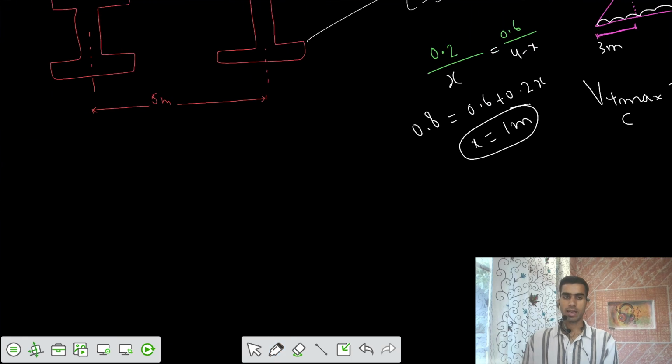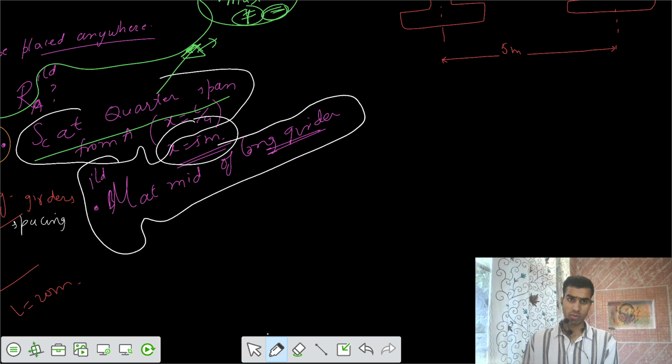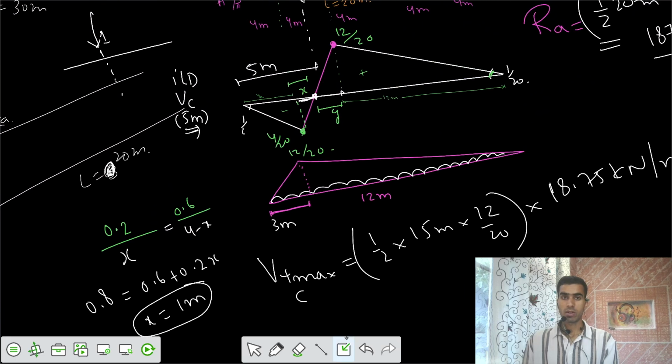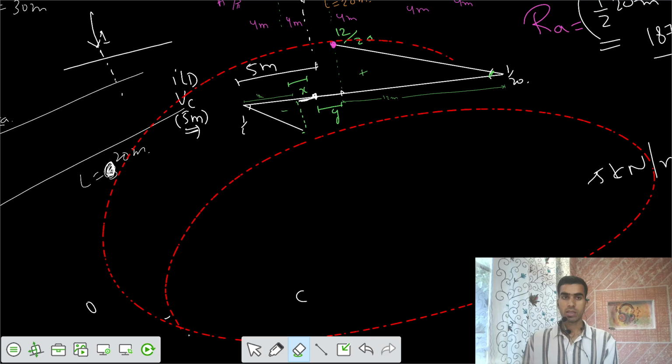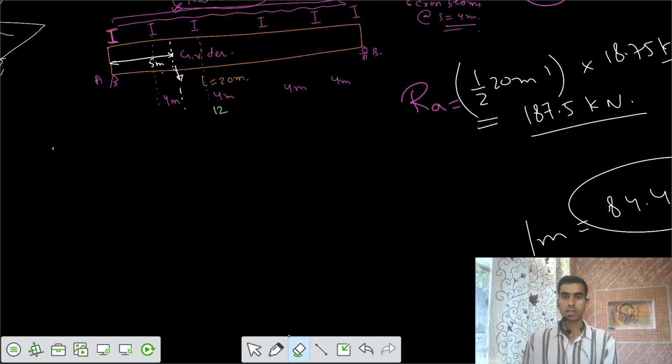Now the third thing is the bending moment at midspan. First we need to draw the ILD for bending moment at the midspan. Then accordingly we need to get the bending moment value at the midspan of the long girder. Let's go for that also.